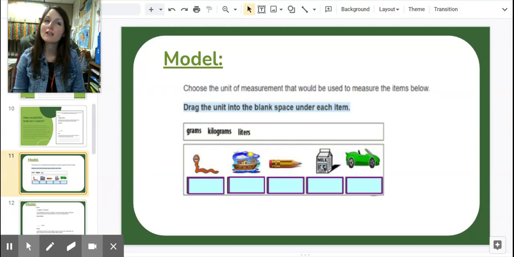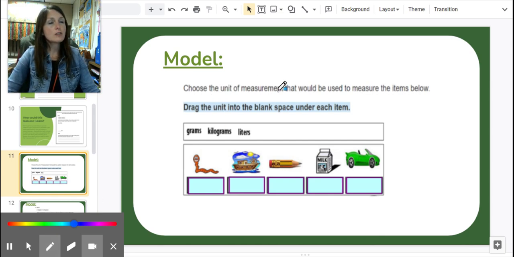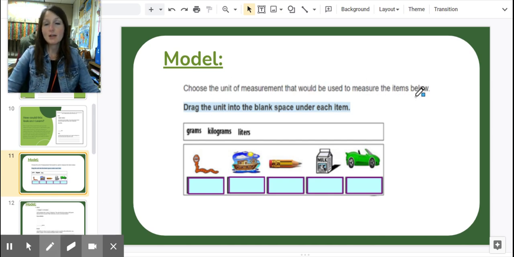All right, so now I'm going to go ahead and show you how to answer a type of question that we're going to use our knowledge of mass and of volume to solve. So here it says, choose the unit of measurement that would be used to measure the items below. So I have to choose between grams, kilograms, and liters.